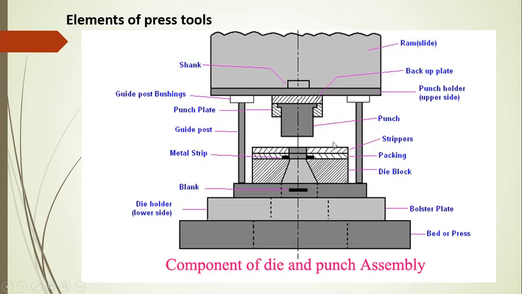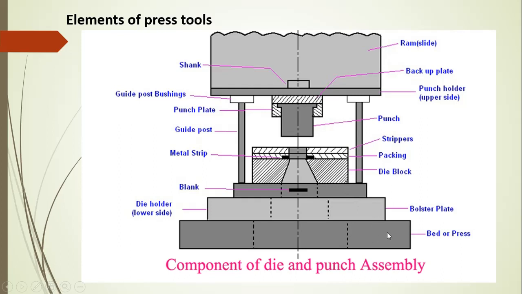Next, below that, this will be your stripping plate, and this will be your die. In between the stripping plate and die, your sheet metal will be available. This is the portion on which we apply the punch, and after applying the punch on the sheet metal, your blank, or whatever desired shaped component we require, will come down. Then below the die, this will be your die back plate, then the bolster plate, and finally the bottom plate, or we call it the bed of the press.